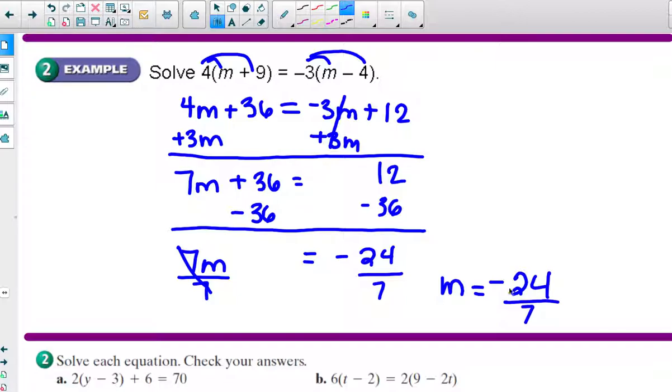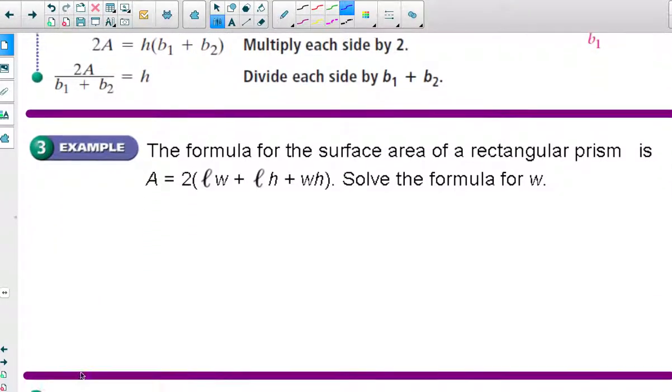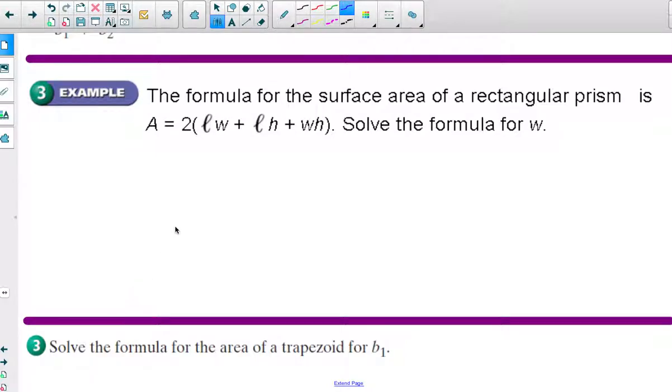All right, so now let's go ahead and take a look at example 3. And example 3 is rewriting formulas. We've done this since pre-algebra, maybe even earlier, but I think because there are so many different variables in there, so many different letters, it tends to be a little bit intimidating, especially when you look at the one for your notes.